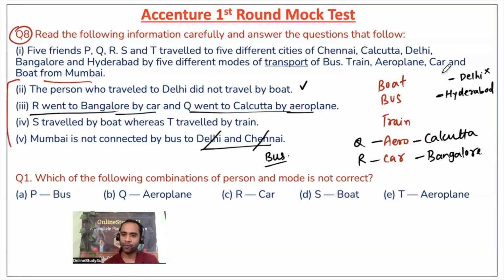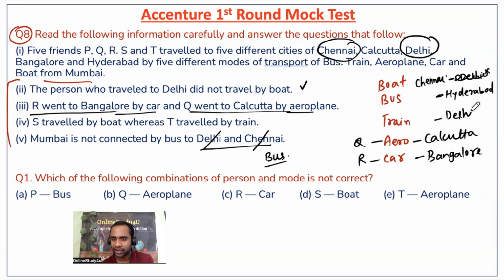Okay, fine. Now, friends, one thing is clear. Now the remaining ones are Delhi and Chennai, right? Delhi, you cannot go by boat. So by boat, you will have to go to Chennai only. And by train only, you can go to Delhi, right? So these things we have got. Now, S traveled by boat. T traveled by train. So P would have traveled by bus.